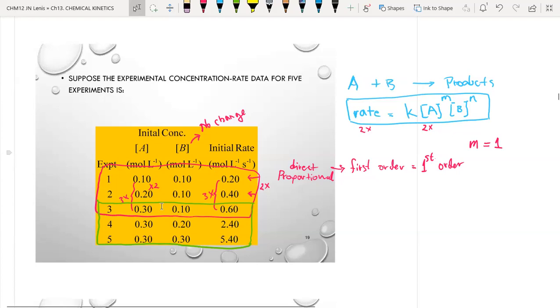In order to know that, we need to keep this constant. So this is not going to affect the results of my experiment. So we keep concentration of A constant in the second round of experiments, experiments 3, 4, and 5. And the first experiment for the second round is experiment number 3.